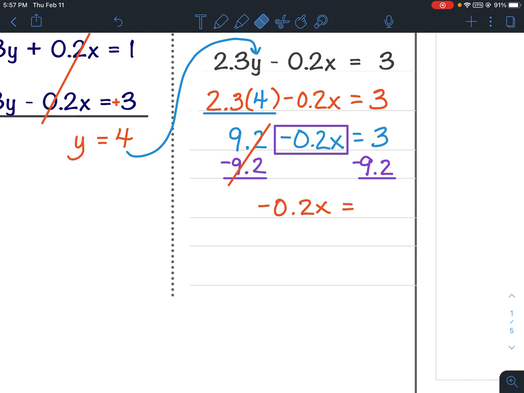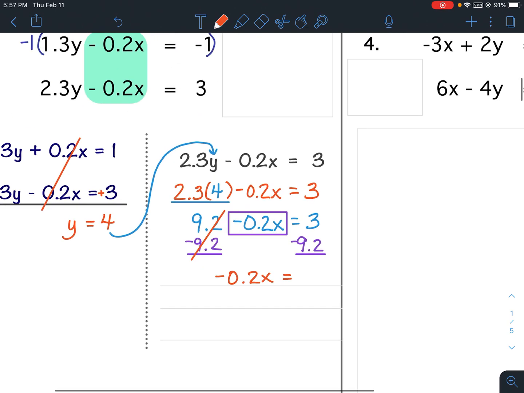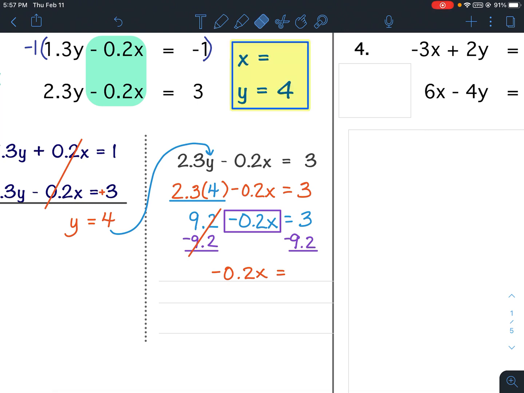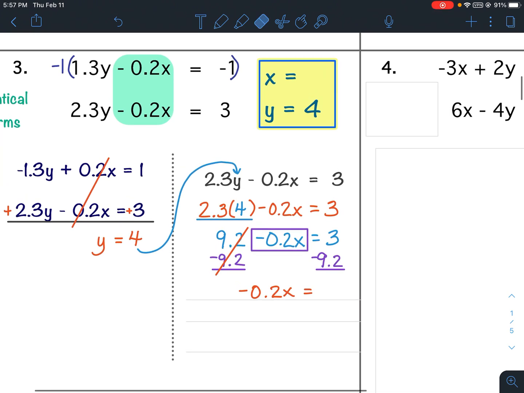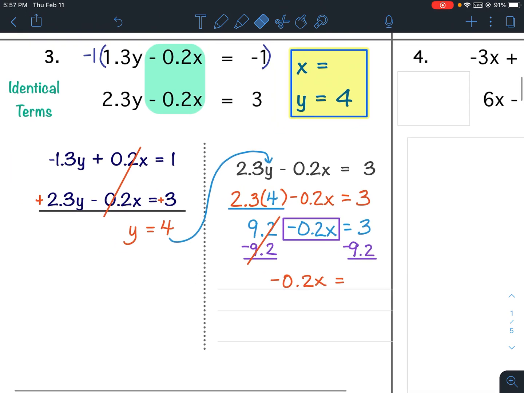So you're going to need to finish the rest of the equation on your own. You're going to have to put this into your calculator, figure out what the number is, divide, and find your value of x. Once you find your value of x, go ahead and write your answers up here. All right, pause your video, make sure you have everything written down for number 3.